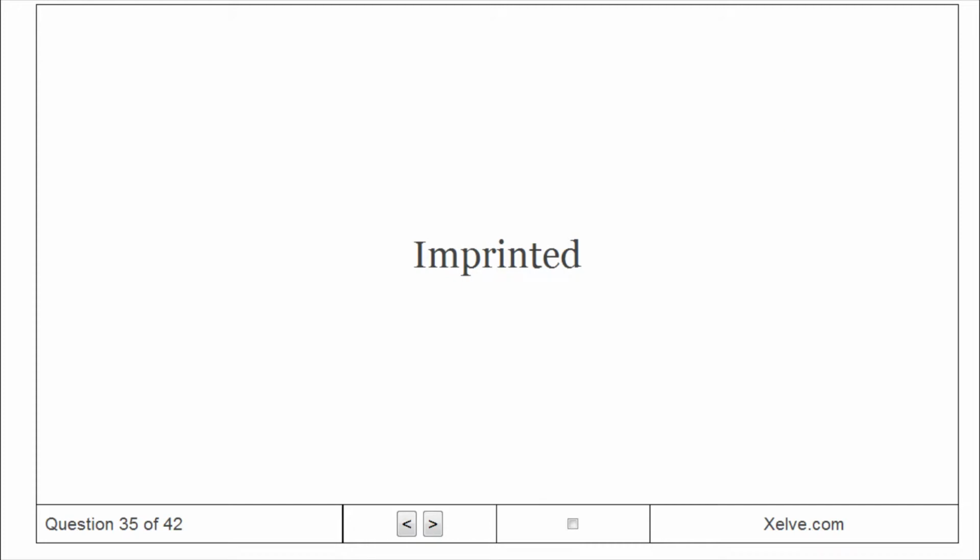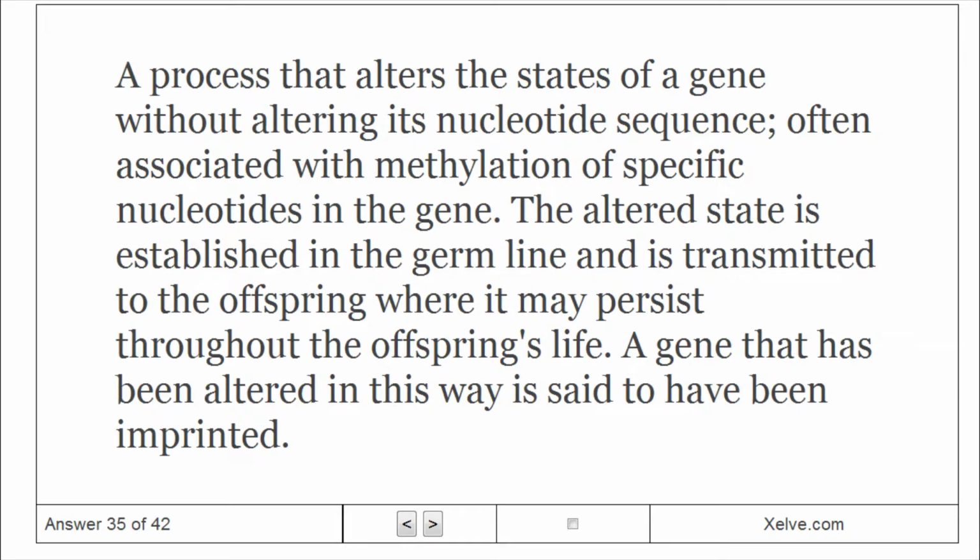Imprinted. A process that alters the state of a gene without altering its nucleotide sequence, often associated with methylation of specific nucleotides in the gene. The altered state is established in the germline and is transmitted to the offspring, where it may persist throughout the offspring's life. A gene that has been altered in this way is said to have been imprinted.